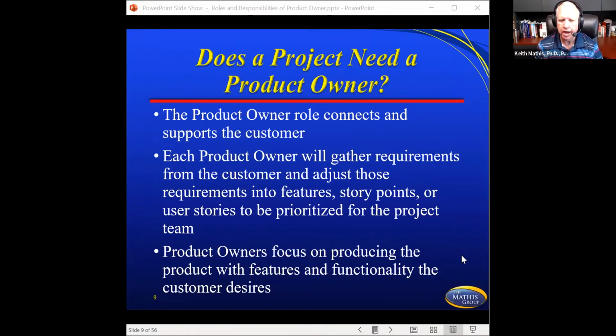So the product owner gathers requirements from the customer, adjusts those requirements and features and story points, and prioritizes them for what the team is going to work on for the customer in the next iteration. So if you don't have a product owner position, somebody is still going to have to have those skills. The product owner focuses on producing the product with features and functionality. So if you do it with a project manager, understand that those hats are almost in competition sometimes.